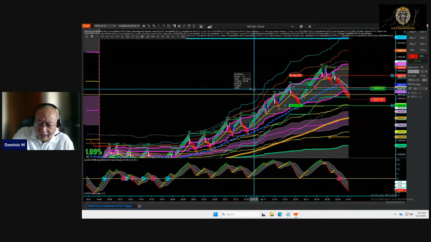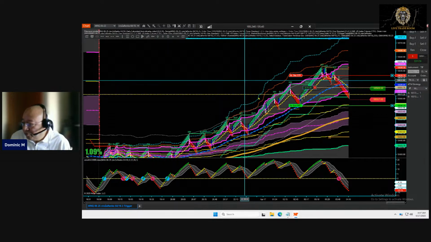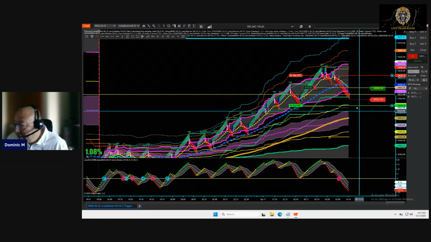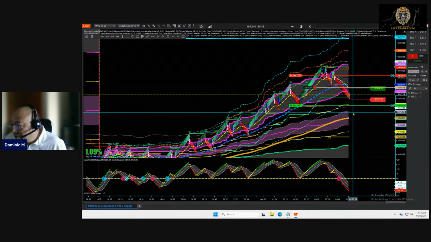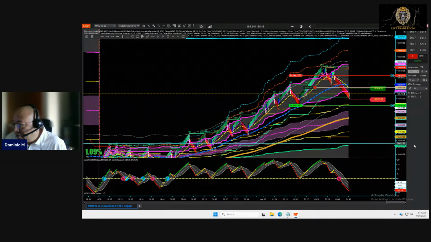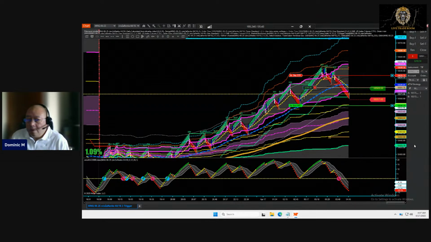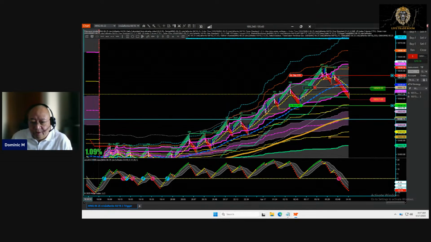Unless I want to bring it down based on further down, maybe try and test the next level would be, yeah, around here somewhere, let's say, right there. Again, depending on how strong that momentum is, if you know how to gauge momentum.